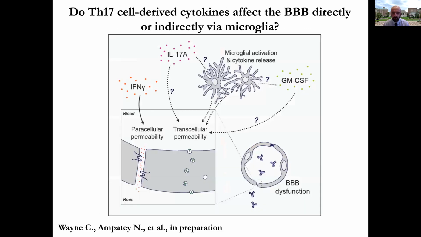And so obviously one of the questions that we have been interested in recently is whether the molecules made by the Th17 lymphocytes, IL-17 or GM-CSF, do these things alone, or do they involve an intermediary population called the microglia? And also, what type of inflammatory molecules the microglia or the macrophages that infiltrate the brain may secrete to drive the vascular pathology.